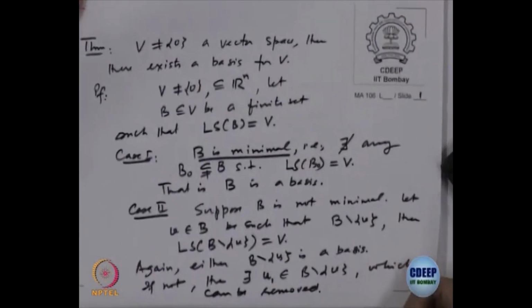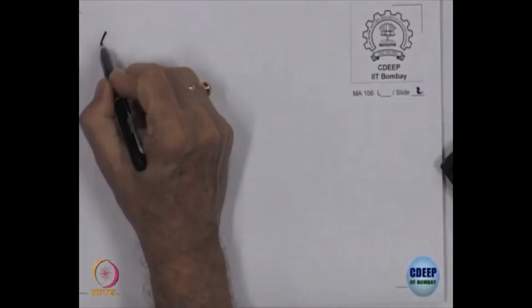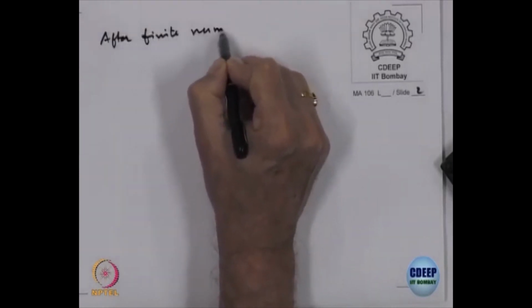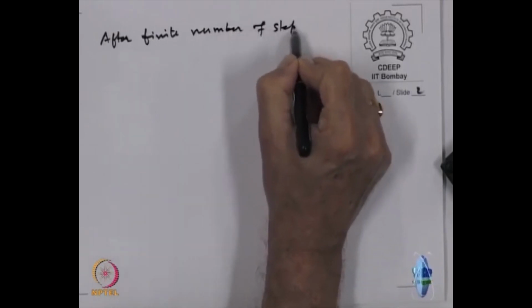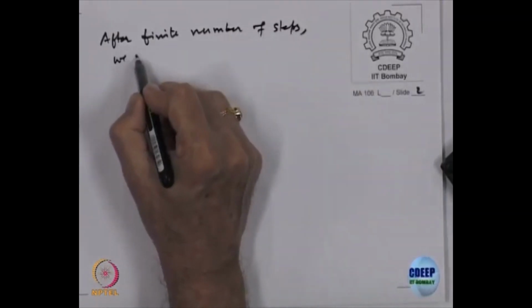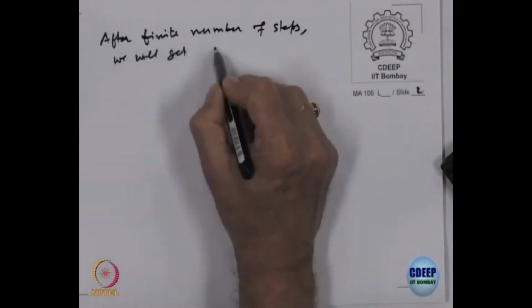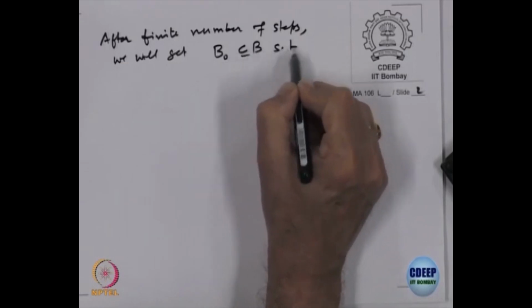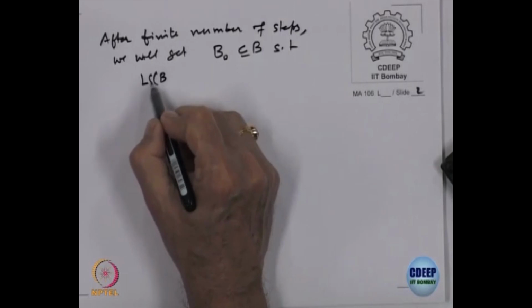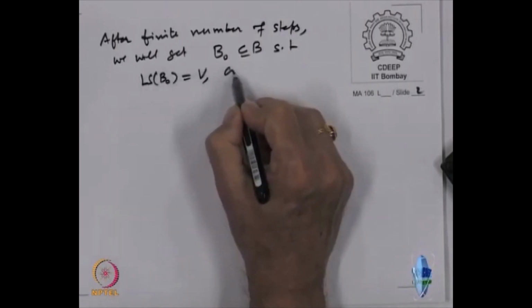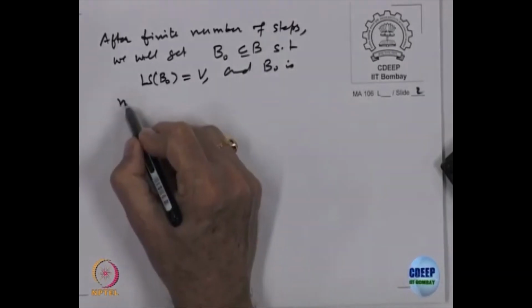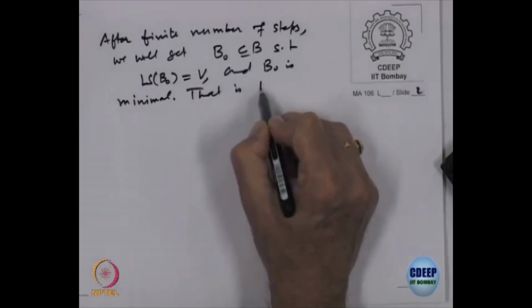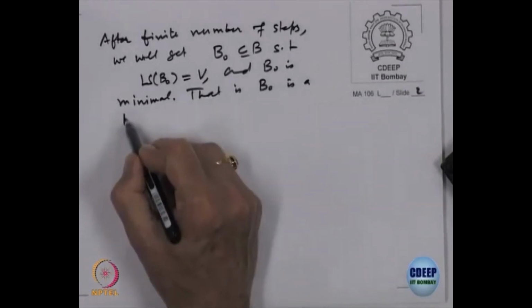So after a finite number of steps, we will get a set B0 which is contained in B such that the linear span of B0 is equal to V and B0 is minimal, that is, B0 is a basis.